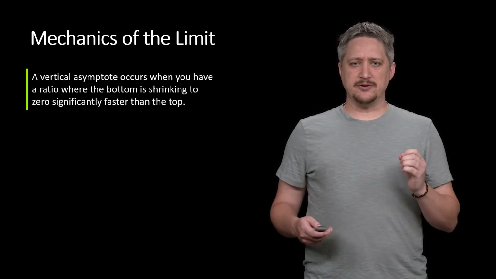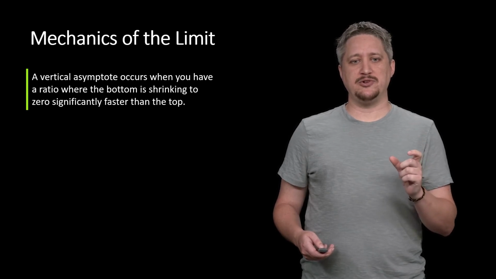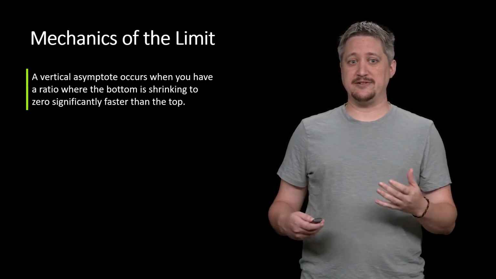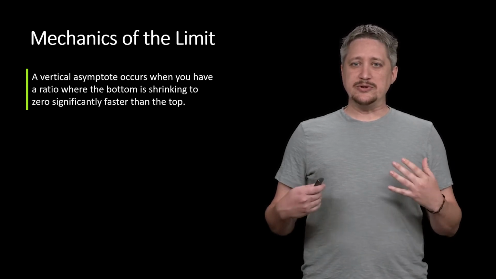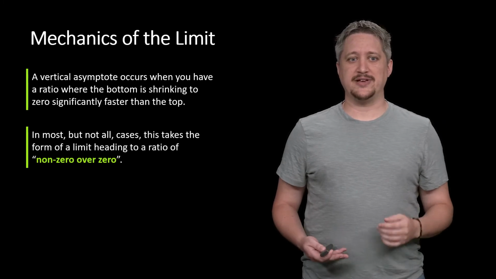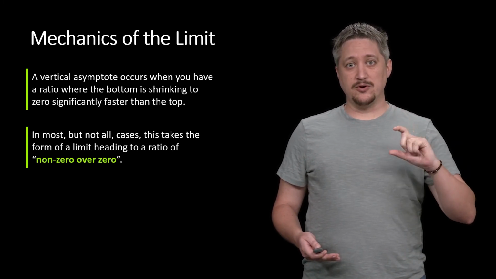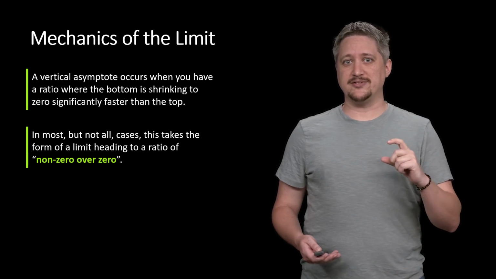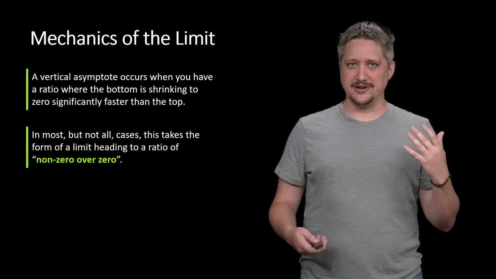Okay, so the mechanics part of the limit is going to be key here. In particular, a vertical asymptote occurs when you have a ratio where the bottom is shrinking down to 0 significantly faster than the top. And what we want to look for, the dead giveaway that is almost always the case, is that the overall ratio approaches what is usually referred to as non-zero over 0. This nice mnemonic.